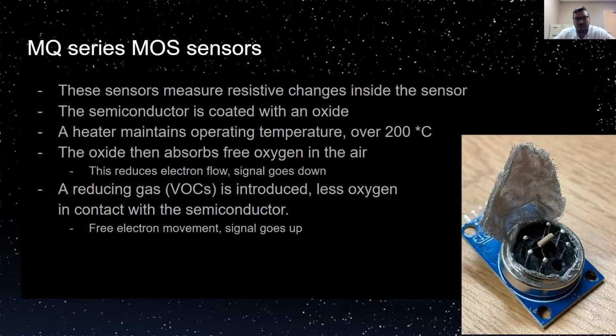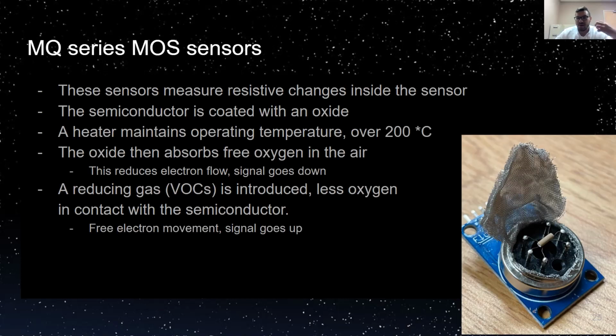So these MQ series MOS sensors measure resistive changes inside the sensor. The semiconductor is coated with the oxide, again, SnO2. Depending on other types of MOS type sensors, you may see different oxides. Again, these specifically are tin oxide. The heater maintains an operating temperature. These all operate, I believe, from 200 degrees Celsius up to 400 degrees Celsius. The SnO2, the tin oxide, absorbs free oxygen in the air, and this reduces the electron flow and the signal goes down.